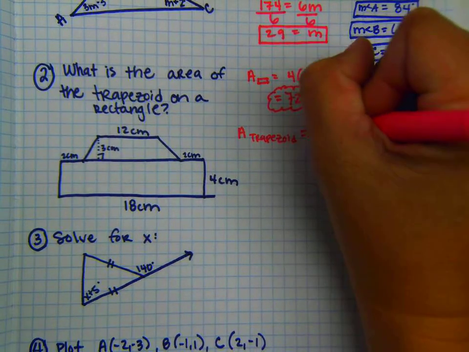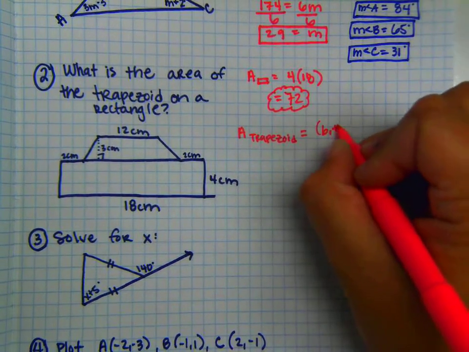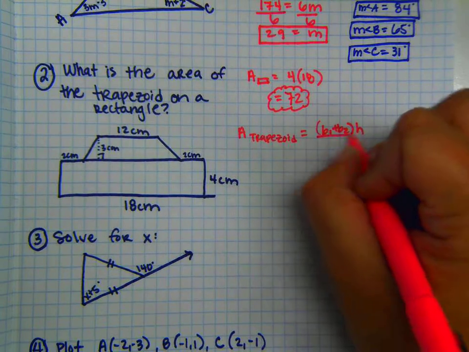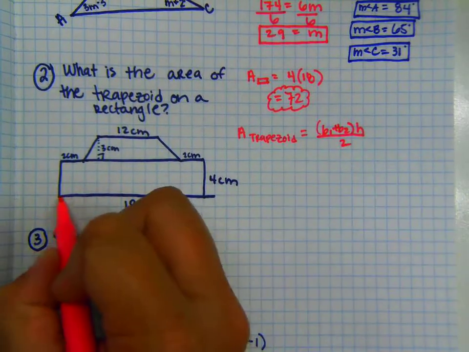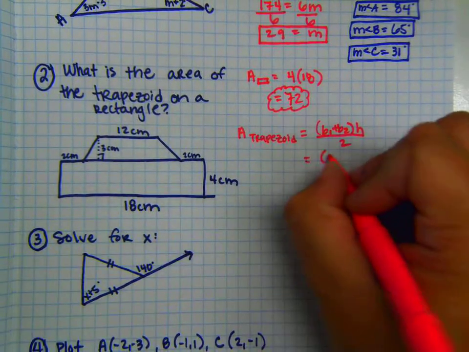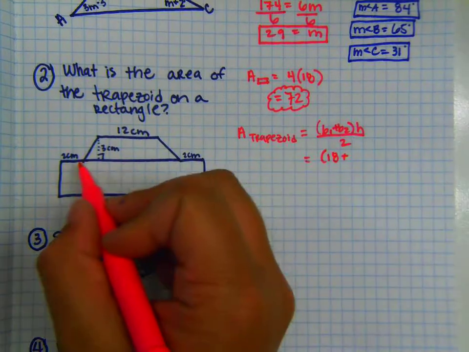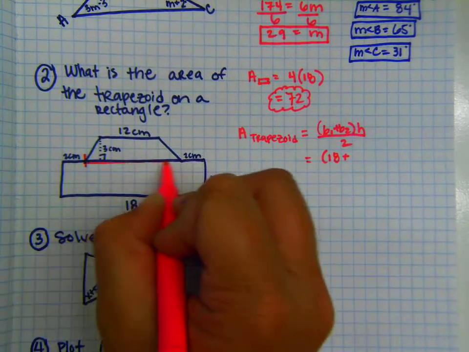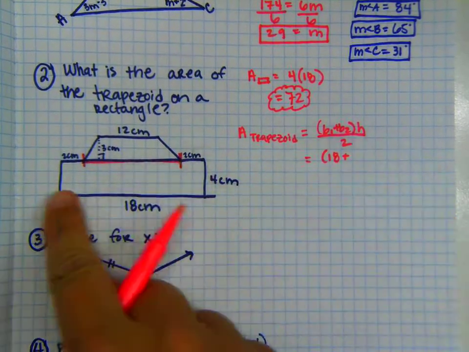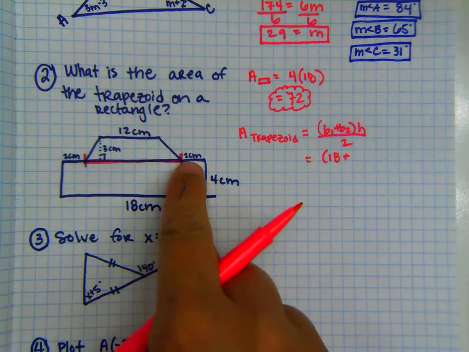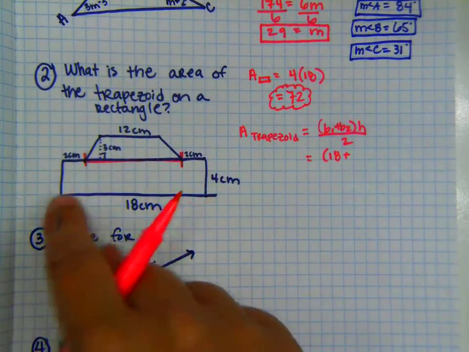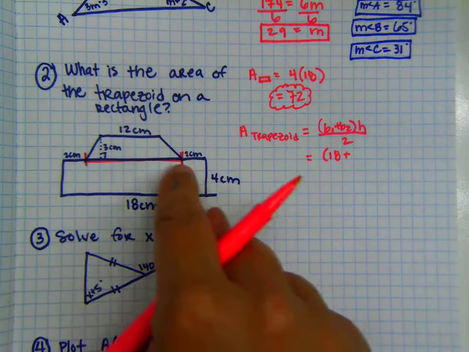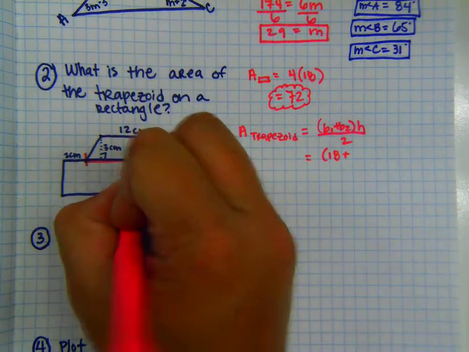I know my formula is going to be base 1 plus base 2 times the height divided by 2. Well, this right here, 18, is my base 1. But then my base 2 is right here, and I don't know that length. But I know this full one is 18, and then I have 2 and 2. So the full is 18 minus 2 minus 2. That means this guy is 14.